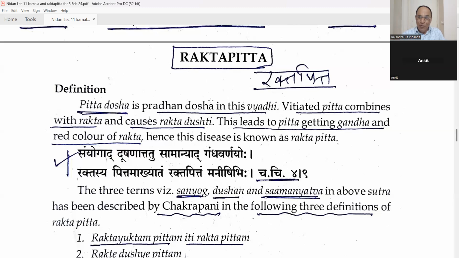2.5 to 4.5 lakh per cubic mm. Platelet count. If this count comes below 50,000, oh my God, in dengue, that is dengue hemorrhagica. Oh, very dangerous. Admit the patient. If it is below 50,000, normally it should be in lakh.